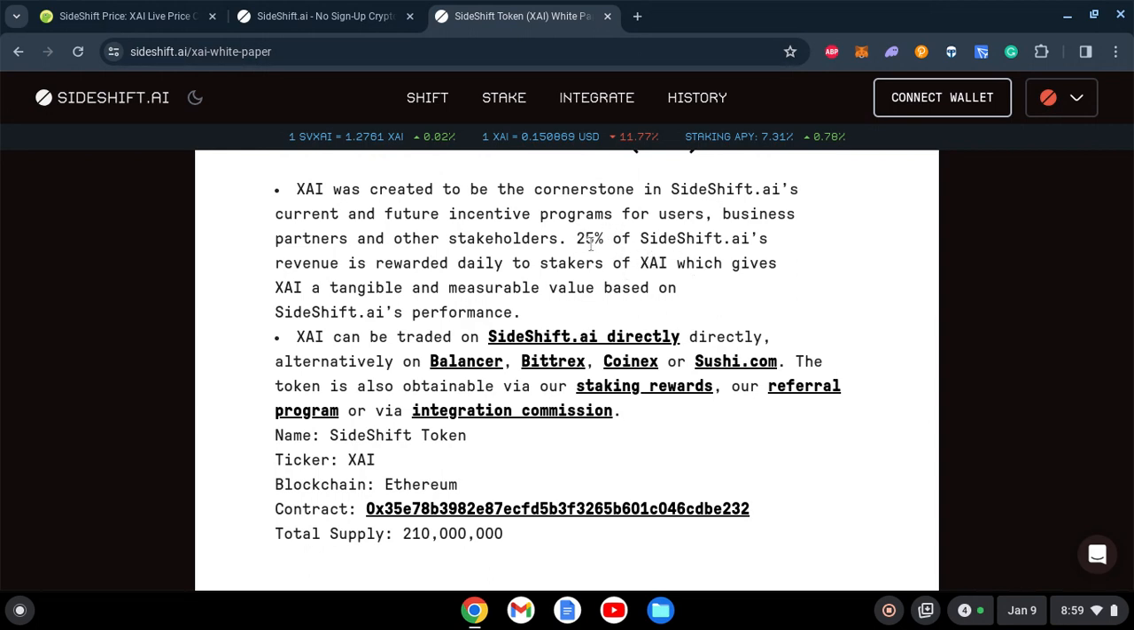Now again, there is one important question: who decides that the stakers of the XAI token will have only 25% of the revenue share? Is it possible that the stakers or the community who are holding the XAI tokens want 50% or 75% of the revenue share? Is there any possibility for that?